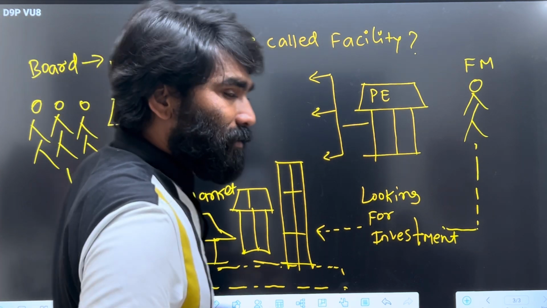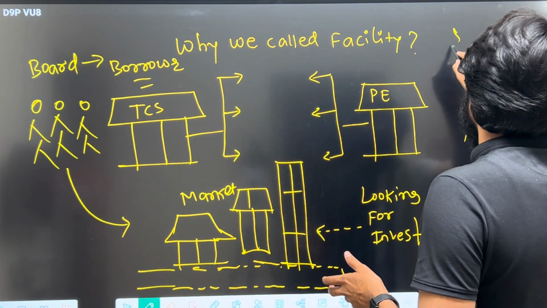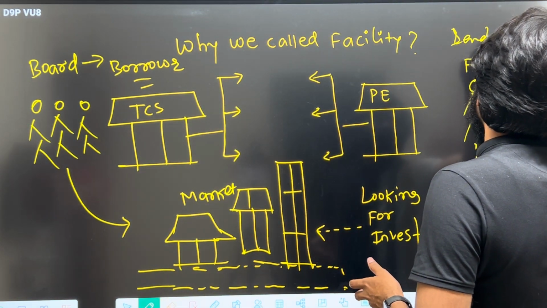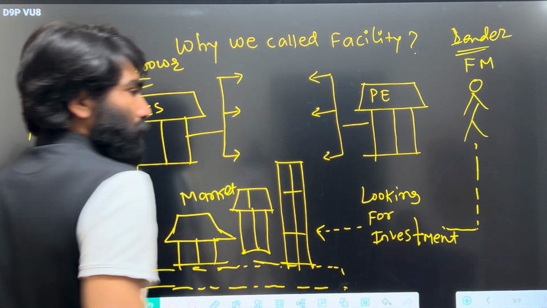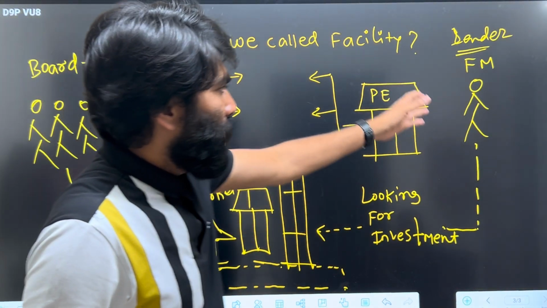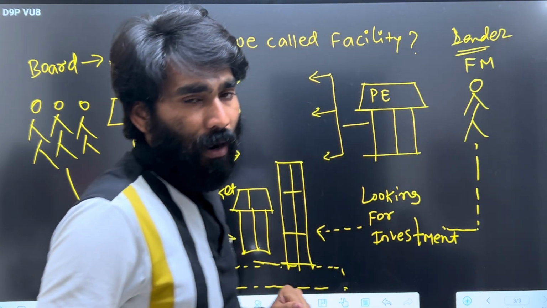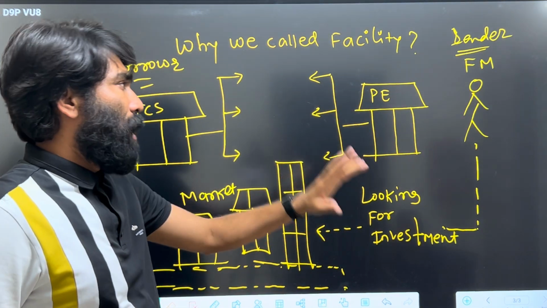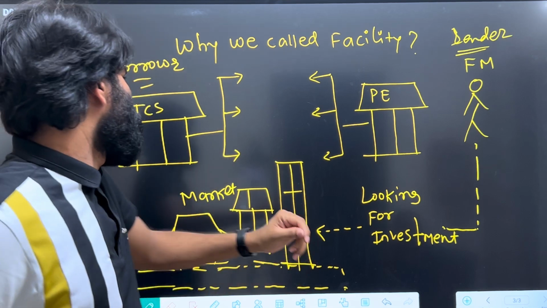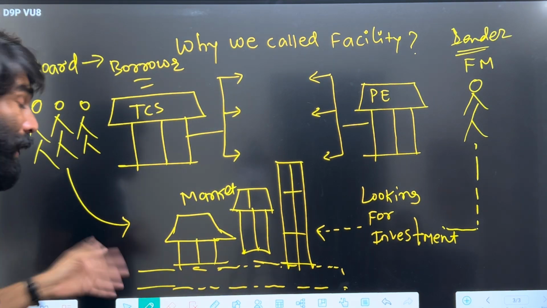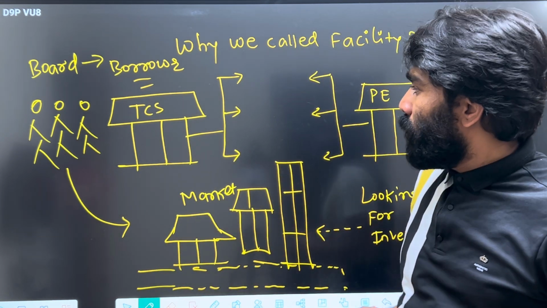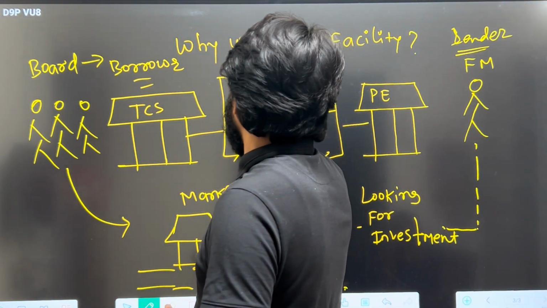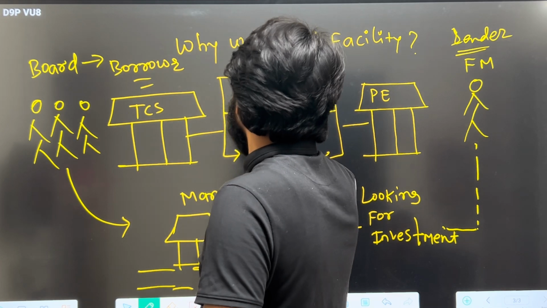And then the lender will make sure that the facility amount is available. Right? If they commit, if they agree, then that facility amount should be available in the bank account to transfer funds to the borrower. Alright? So now, if I take the example of, let's say, a term loan. This TCS is looking for 10 billion.